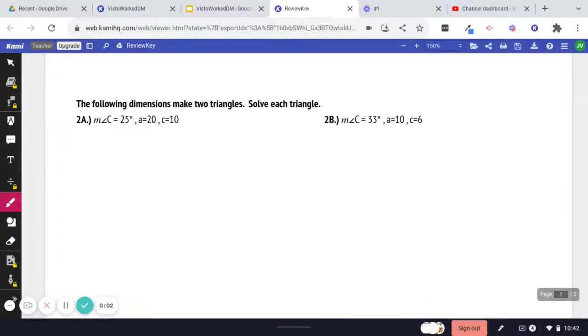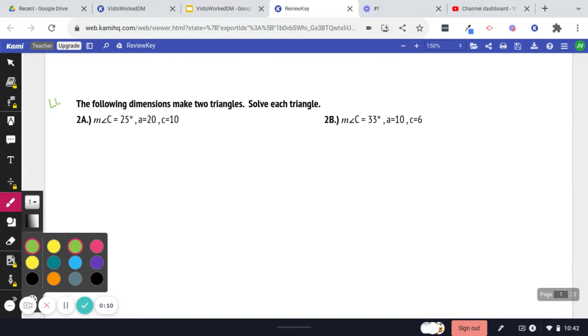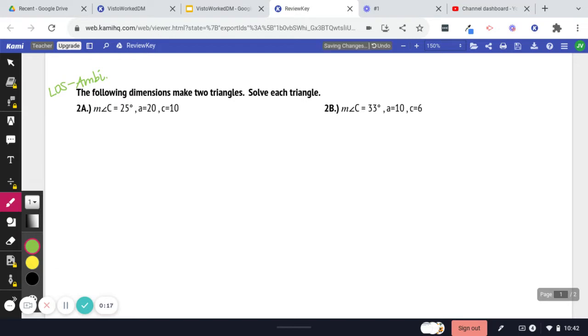Okay, so we are now moving on to 2A, and what we're doing in 2A is we're doing law of sines, but we're doing the ambiguous case. So we're keeping it in the law of sines family, but it says the following make two triangles, which definitely cues our brain to think that. So if I look at this first one, you'll notice we have a complete pair. We have C and c.